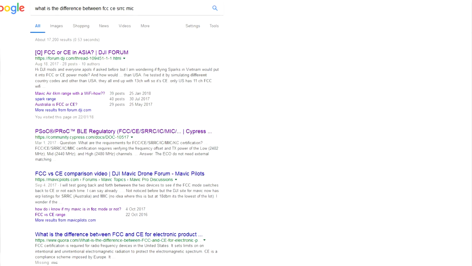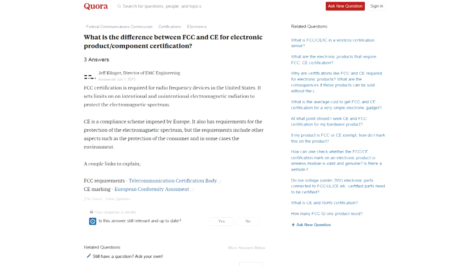And that was a screenshot from a forum thread, somebody asking the question, what the hell's the difference between FCC, CE, and SRRC? So let's define these. Because after some Google searching, I finally got the answer. What's the difference between FCC and CE for electronic product component certification? Jeff Klinger, Director of EMC Engineering.